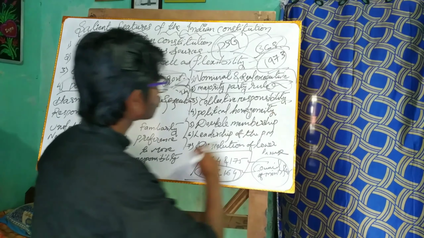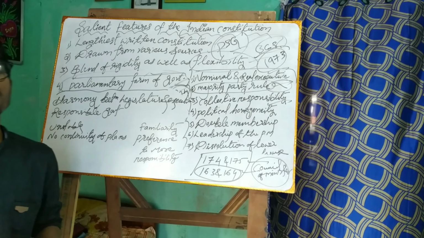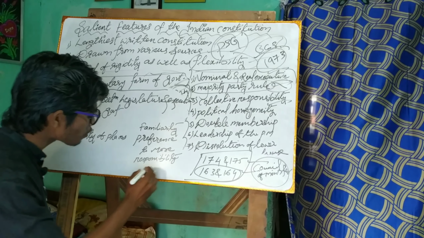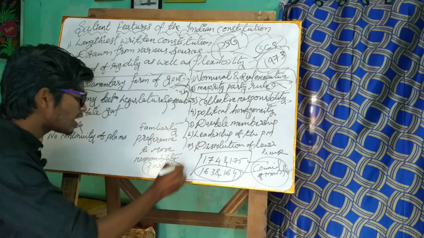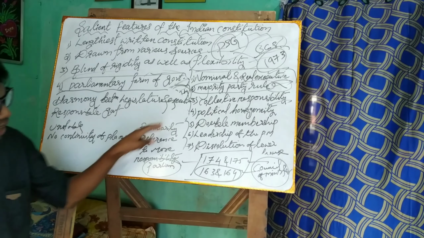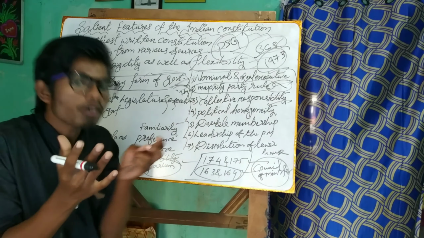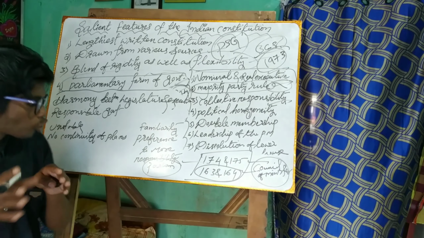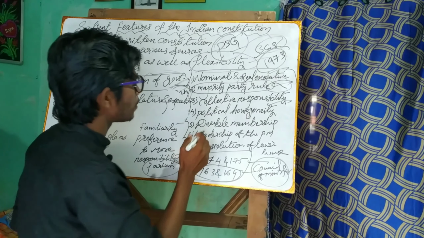And we have feature number 3, that is collective responsibility. What do we mean by collective responsibility? In a parliamentary system of government, the ministers are responsible to the parliament in general, as well as to the Lok Sabha in particular. So the ministers are responsible both to the parliament and to the Lok Sabha, which is a house of the parliament.